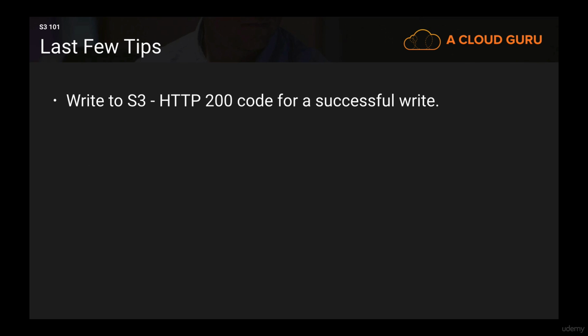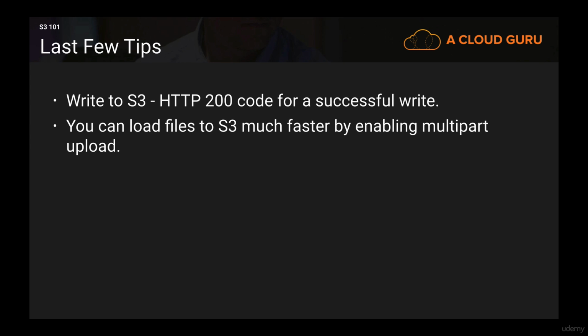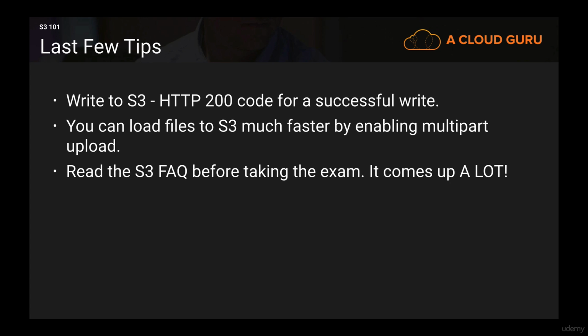My last few exam tips: when you write to S3 successfully, you get a HTTP 200 success code. That's for a successful write. You can load files to S3 much faster by enabling multi-part upload, so it breaks the big files up into multiple pieces and then basically uploads those pieces to S3 and then puts it all back together again. And then my final tip is make sure you read the S3 FAQ before taking the exam, because S3 is going to come up a lot in the exam.